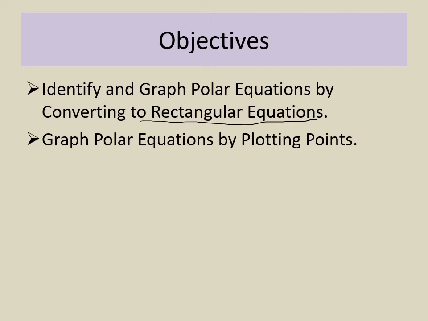First, we already know how to graph things on rectangular coordinates, and we also learned how to convert from polar to rectangular. So the first method that we can graph polar equations is by first converting them to rectangular coordinates and then using our previous knowledge of how to graph on rectangular coordinates to graph them. And then the next objective, we're going to plot points. We'll get to this one in the next video.